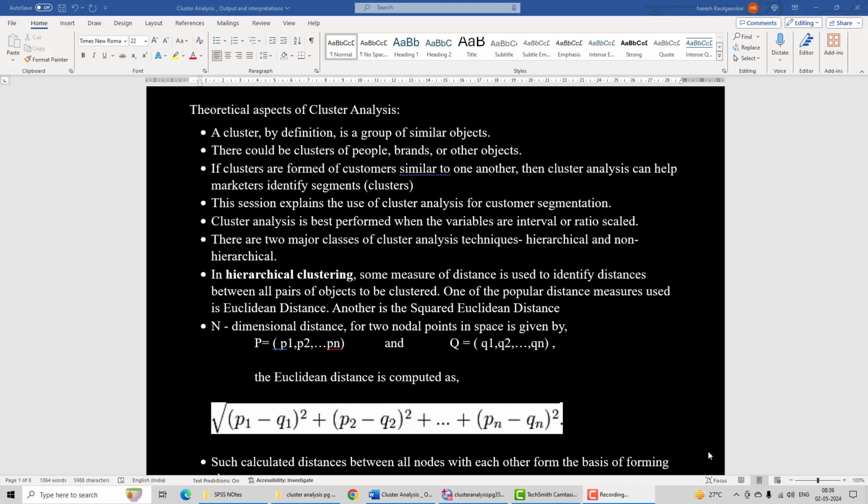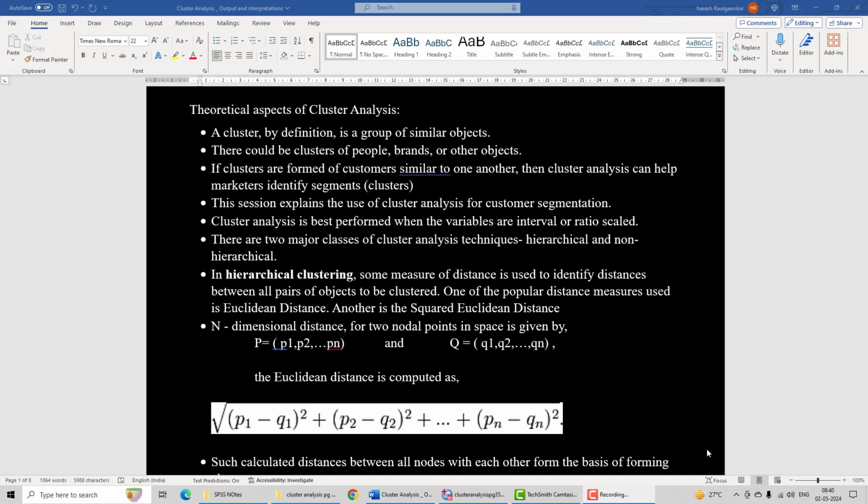A cluster is nothing but a group of similar objects. The objects can be people, especially customers, or brands or any other objects. If clusters are formed based on the customers, then we call them segments, and these segments can be further used for segmentation purposes. This particular video explains cluster analysis for customer segmentation.